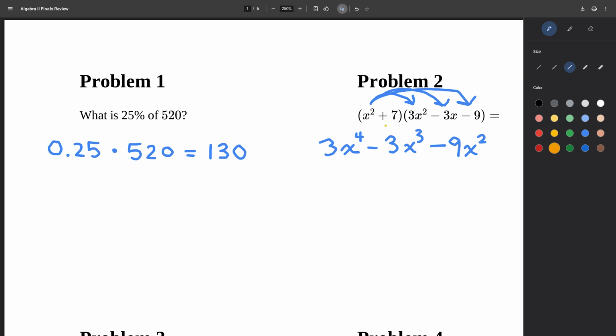Okay, now we're going to multiply the 7 by the 3x. So that's going to give us a plus 21x squared. And then the 7 by minus 3x there, that's going to be minus 21x. And finally the 7 by the minus 9, which is minus 63.